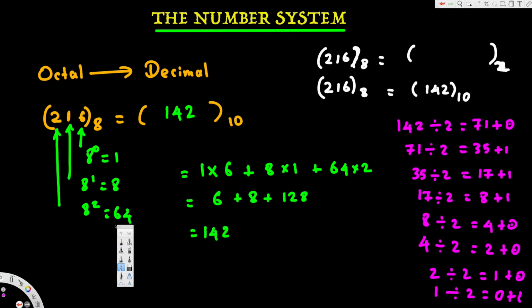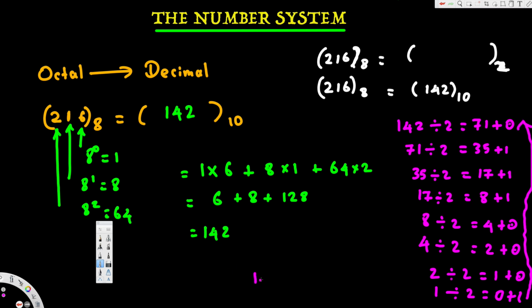So finally we end up with this. We have to go from bottom to top for binary. So 1 0 1 0 0 0 1 1 1 0. That's the conversion from octal to binary, right? First we convert from octal to decimal, then decimal to binary. So the conversion of this number from octal to binary is this one.